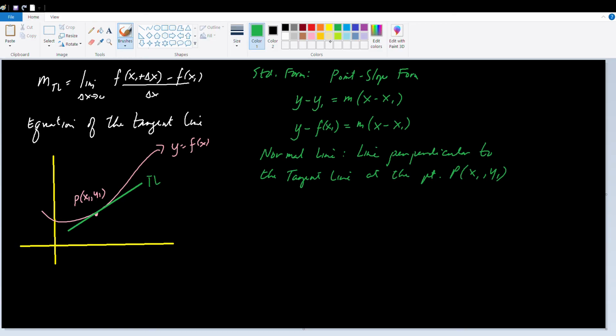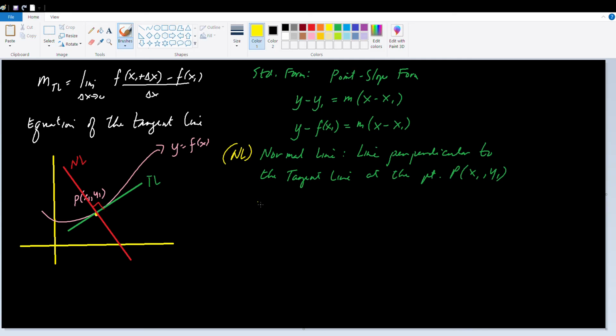So if TL is the tangent line, the normal line is NL. And at that same point, it is a line that is perpendicular to the tangent line. So perpendicular to the tangent line there. So the tangent line and the normal line are perpendicular. What is the relationship between the slope of the normal line and the slope of the tangent line?